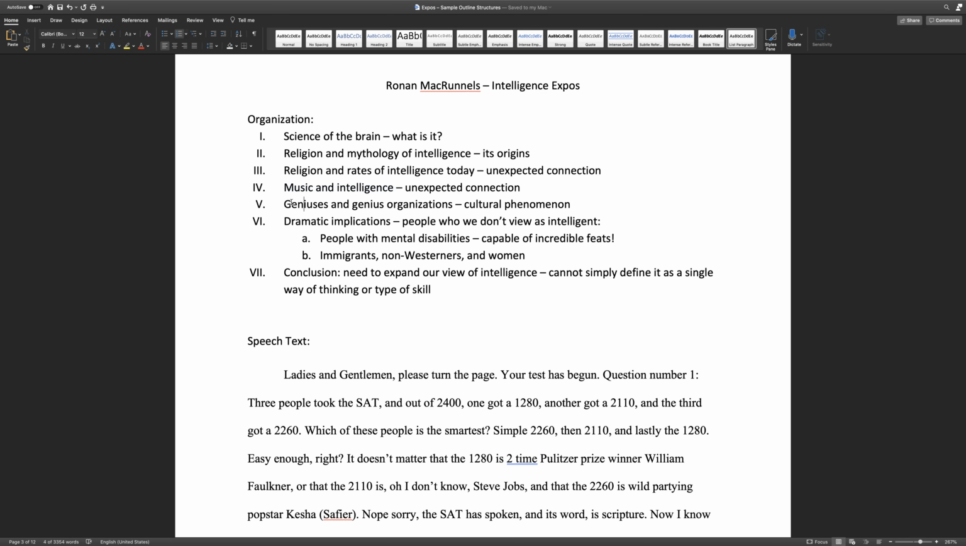Next, he goes to geniuses and genius organizations. Mensa is the one he talks about. So now he's getting to a cultural phenomenon about how do we value or look at people who are geniuses and what happens culturally when geniuses, quote unquote, get together.